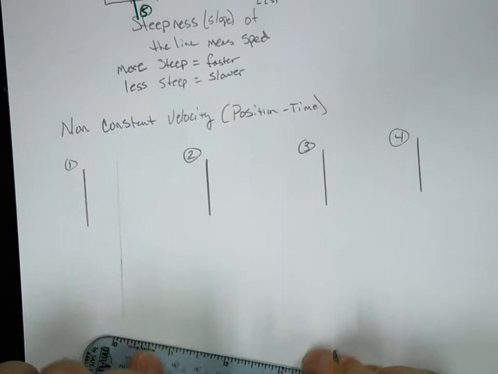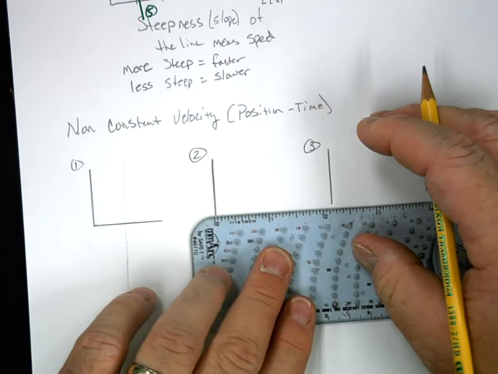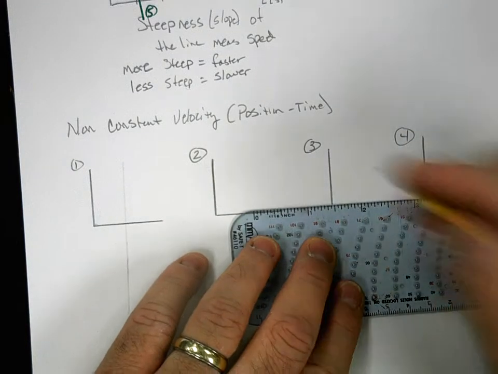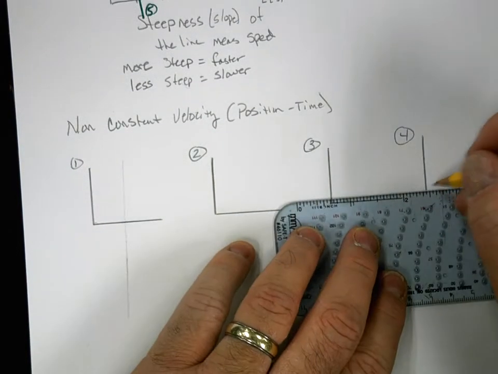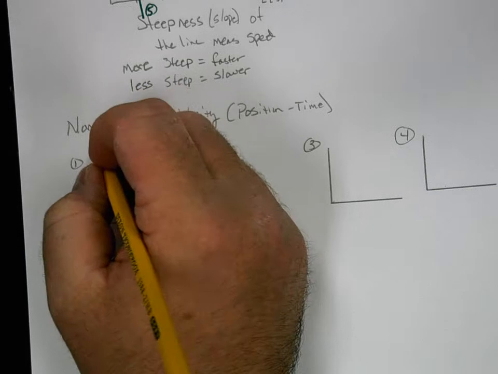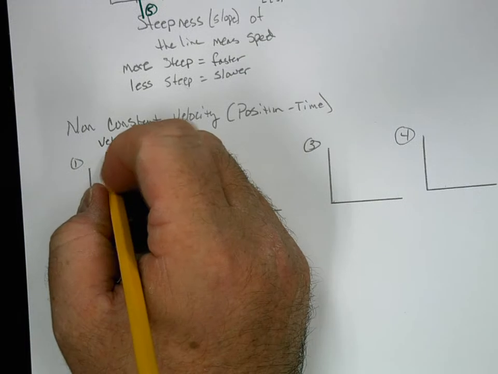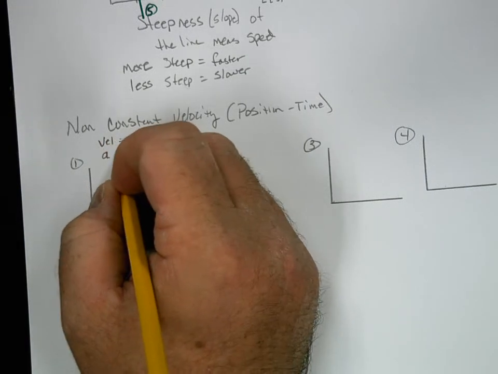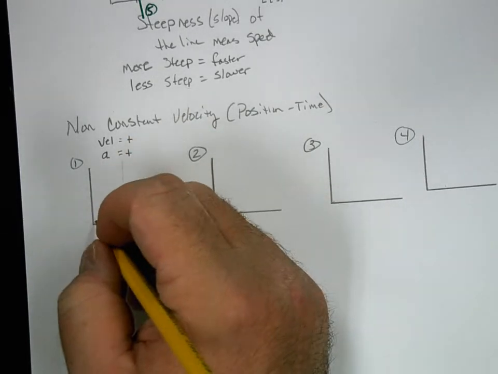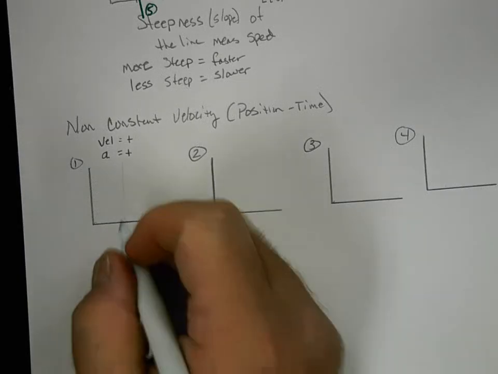All right, and then we're going to have a horizontal axis. Hopefully it's horizontal. Close enough. All right, so now we have two things. If we have velocity is positive, but our acceleration is positive, then we're going to have a graph that increases in speed, and it's going to look like this.